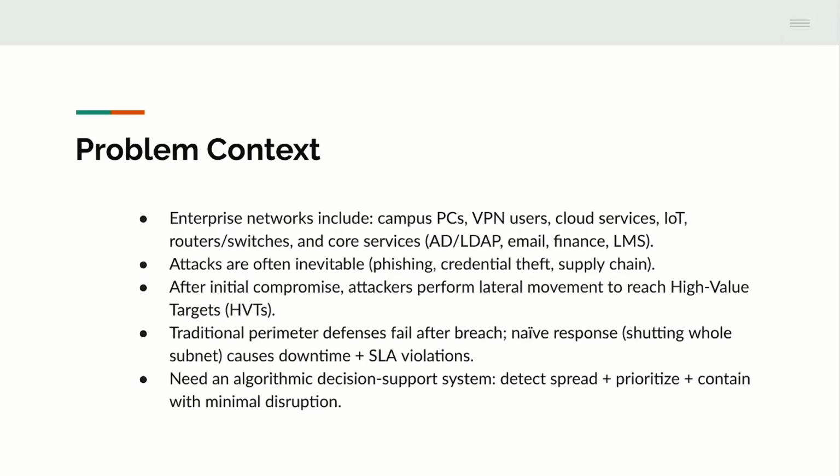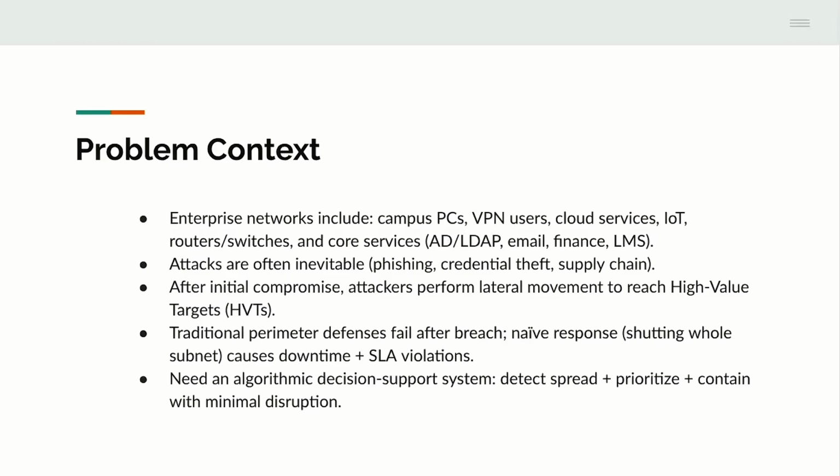Enterprise networks include campus PCs, VPN users, cloud services, IoT devices, and critical systems like AD, LDAP, email, finances, and LMS. Attacks such as phishing and credentials theft are often unavoidable. After the first compromise, attackers do lateral movements to reach high value targets.